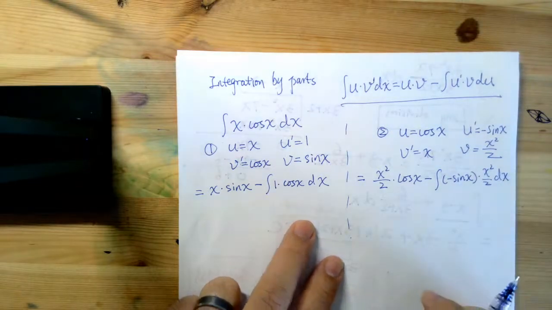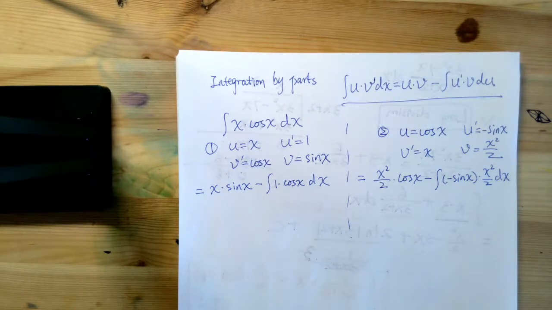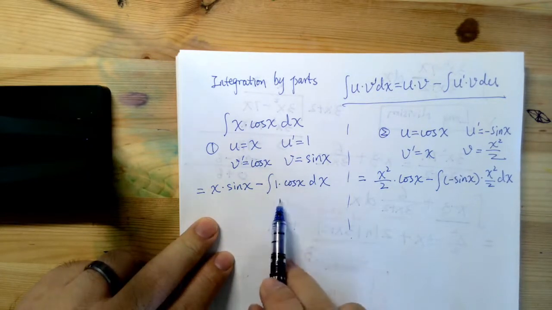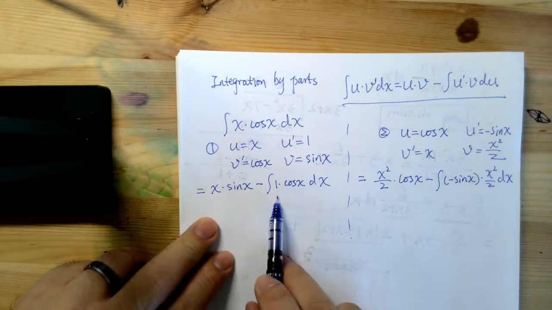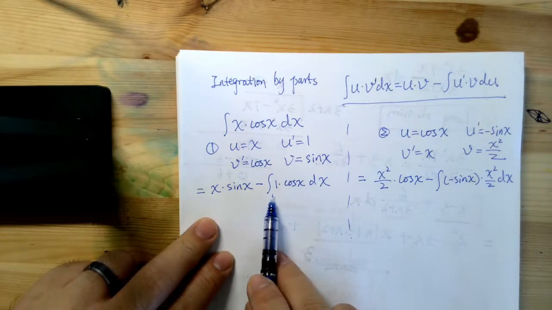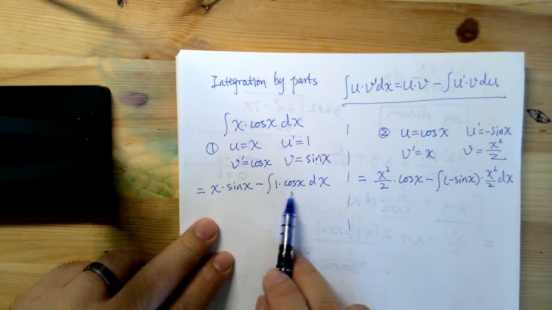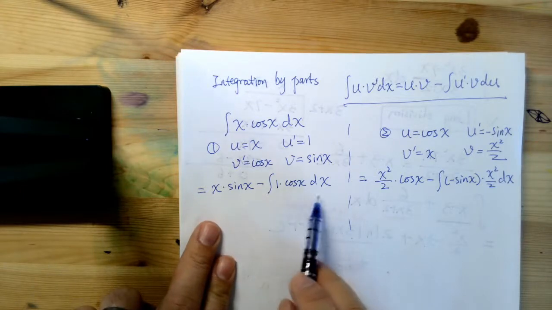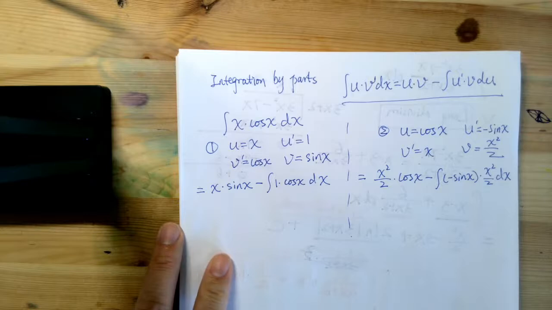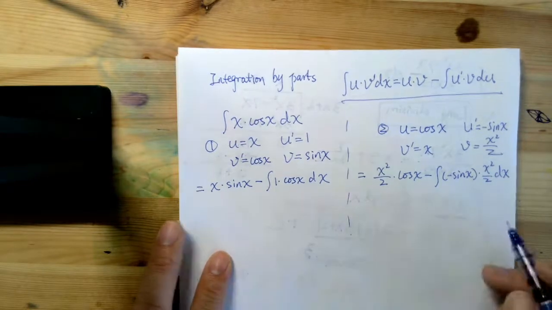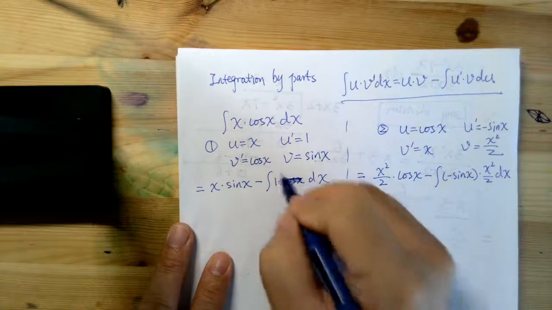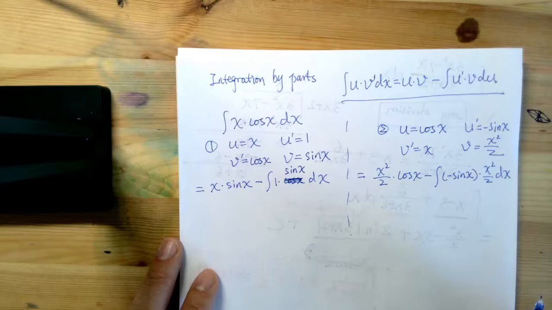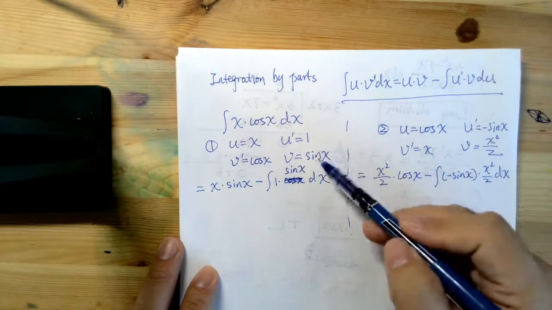So now things become very obvious. Why? Because on the left, this integral is very easy to evaluate, because it's just the integral of cosine x, which is going to give us sine x. That is very easy to handle. Oops, I think I made a mistake. This should be sine x here. Okay, this is sine x, right, because it's u prime times v.